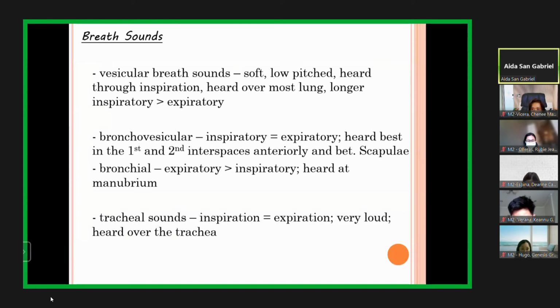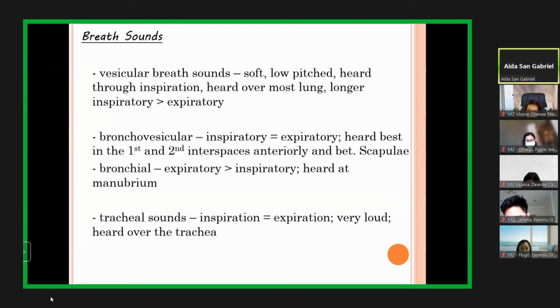The different breath sounds that you may hear. Vesicular breath sounds. These are described as soft, low-pitched, heard through inspiration, heard over most lungs, with a longer inspiratory phase than expiratory phase. So the majority of your breath sounds when you auscultate the normal lung is vesicular breath sounds. Then we have the bronchovesicular breath sounds, where inspiratory phase is equal to the expiratory phase.